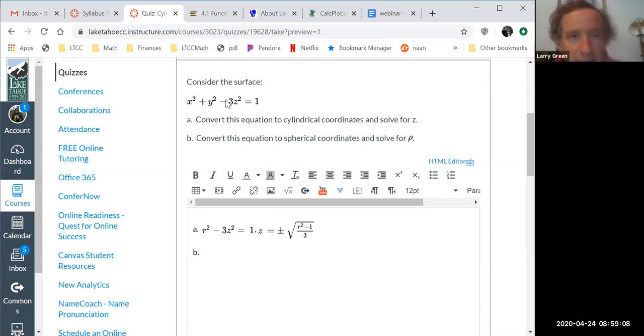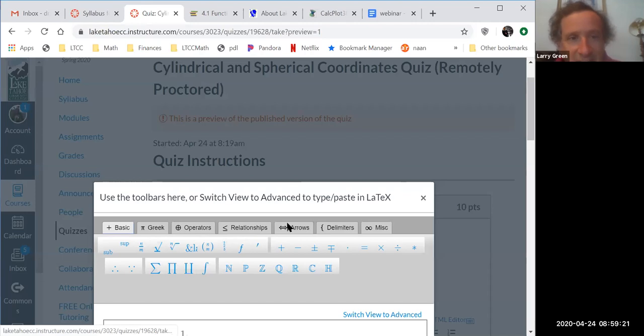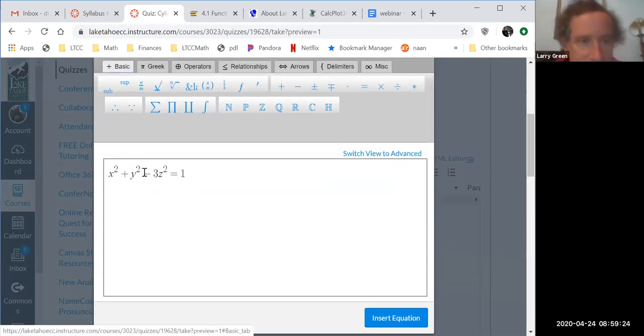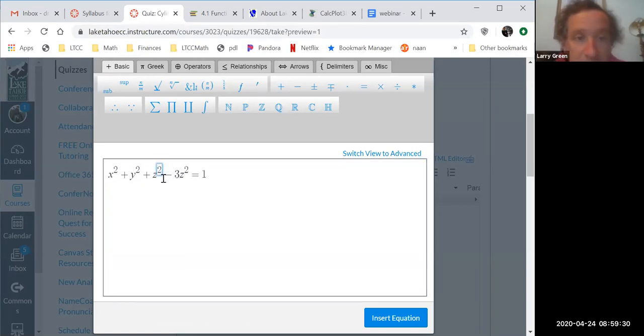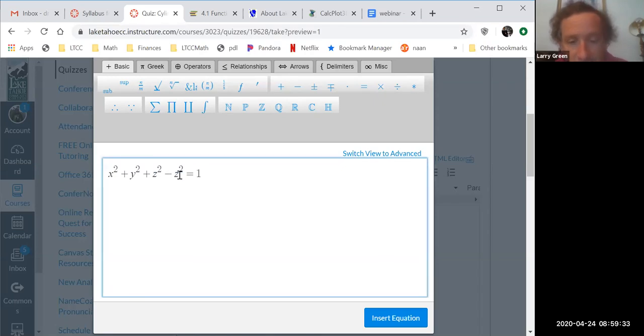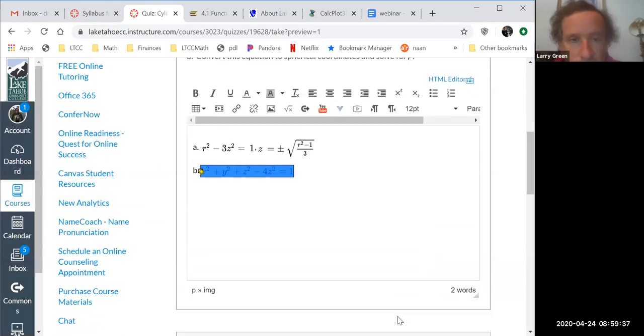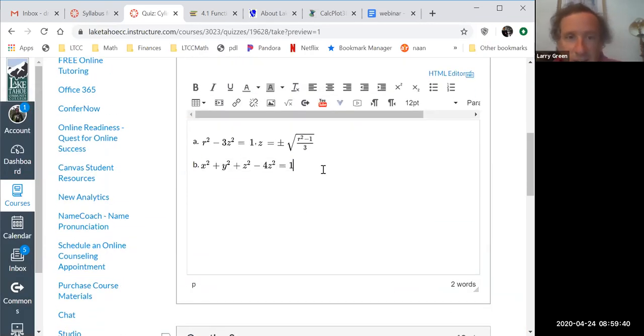So I'm just going to copy the original. There we go. And now I could just adjust it and just add a z squared. But if I'm going to add a z squared, I have to subtract a z squared, so then I get a minus 4z squared. Any questions so far? First step.